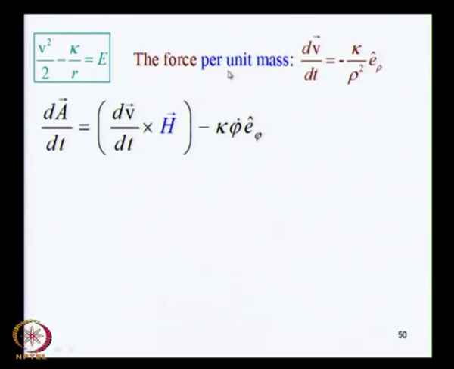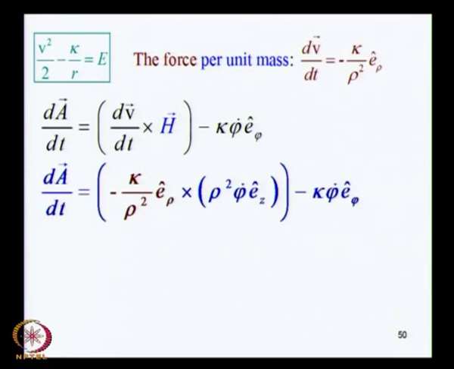Now, this force, we know this is the potential energy minus kappa over r, right, and the force is the negative gradient of the potential. So, we know that this force is minus kappa over rho square, it is the negative gradient of the potential. So, we put dV by dt equal to minus kappa over rho square times E rho. So, instead of this quantity dV by dt, we have this minus kappa over rho square E rho, and now everything is written in terms of these polar quantities rho and phi and the constant kappa.